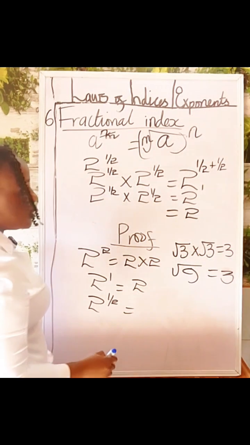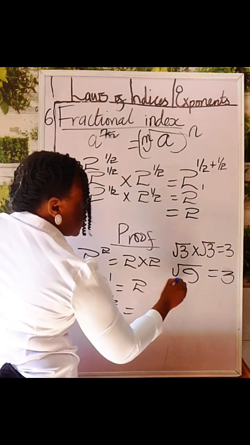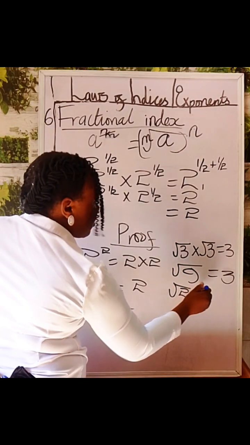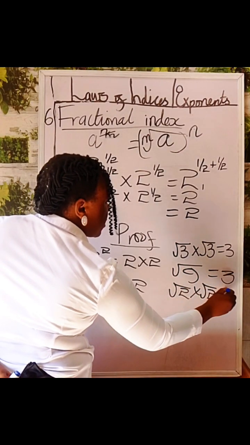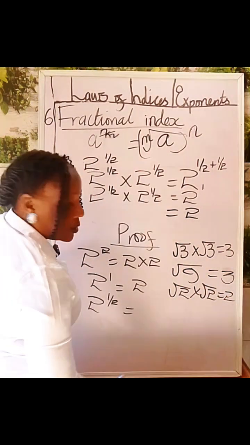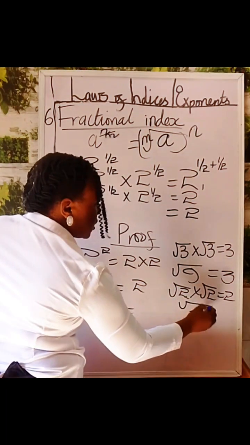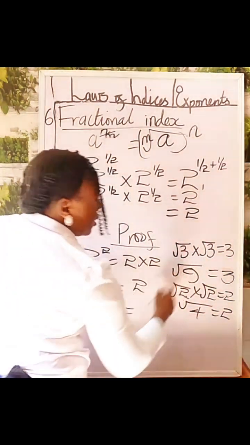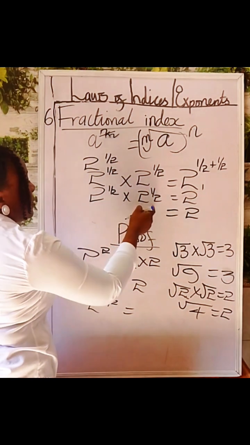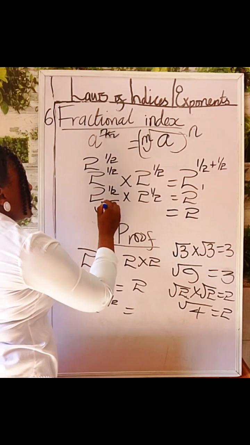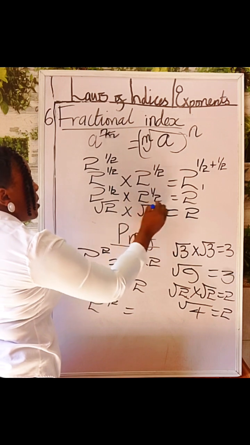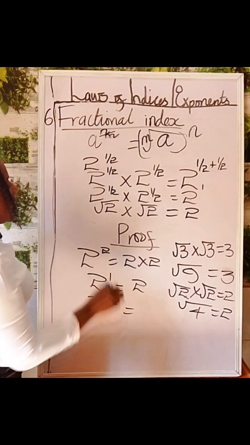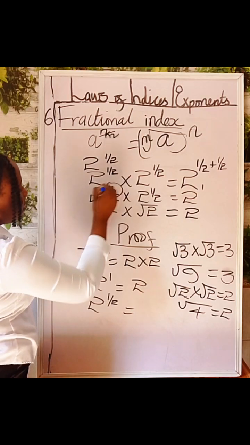Do you understand? So the only thing that can give us 2 is the square root of 2. How? The same thing. Because square root of 2 times square root of 2 will give us 2. Why? Because 2 times 2 is 4, and the square root of 4 is 2. Have you seen it? So the only way we can express this to get 2 is square root of 2 times square root of 2. What is it telling you? It's telling you that this square root is equal to this.